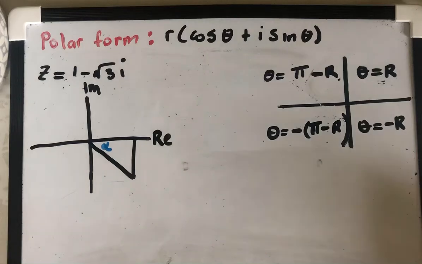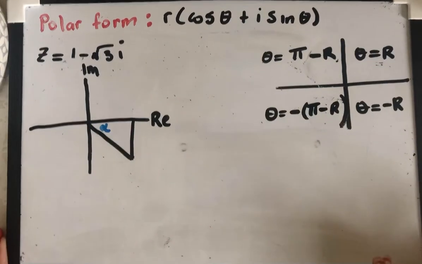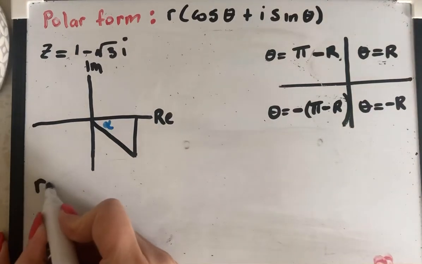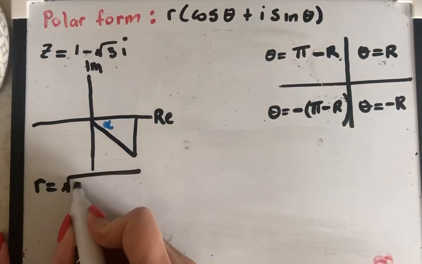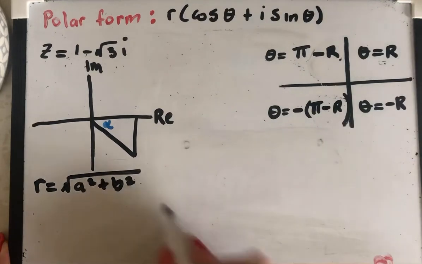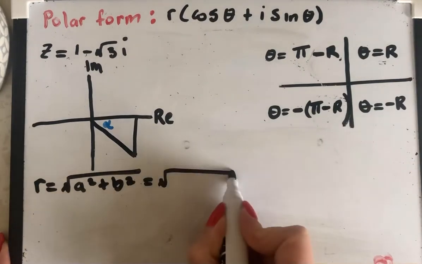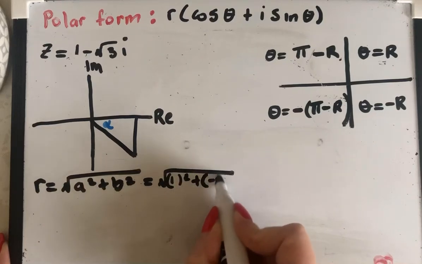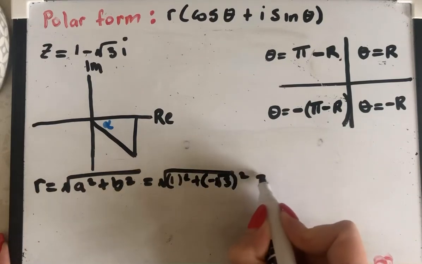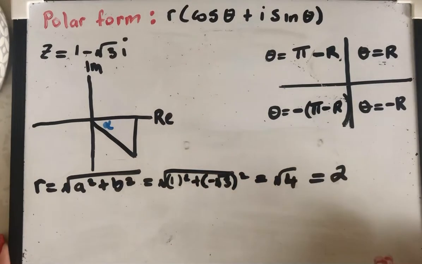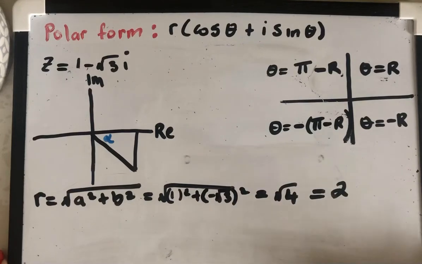Okay, so now let's begin by calculating our r value, which is our modulus. So we have r is equal to the square root of a squared plus b squared. So we have the square root of a, which is 1, to be squared, and negative root 3 to be squared. So we get root of 4, which is 2.